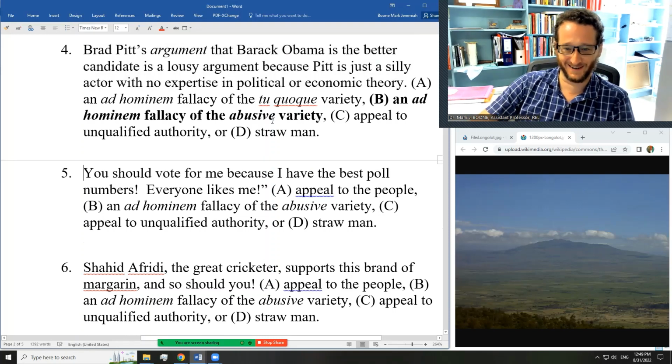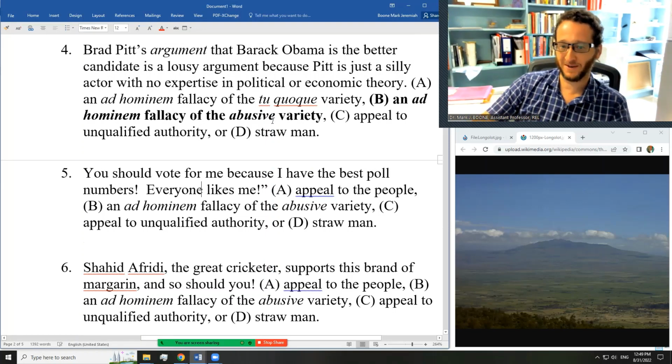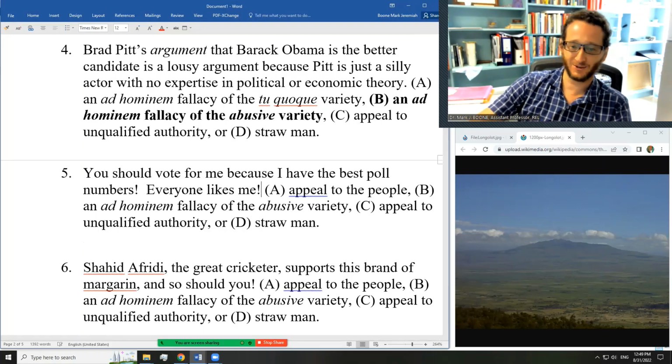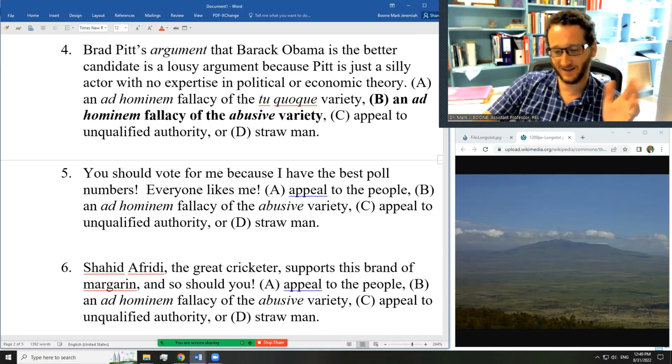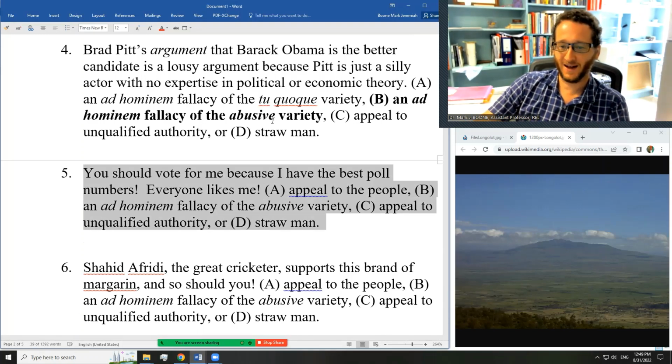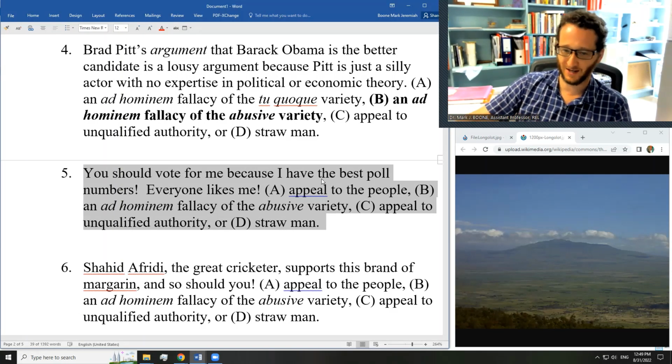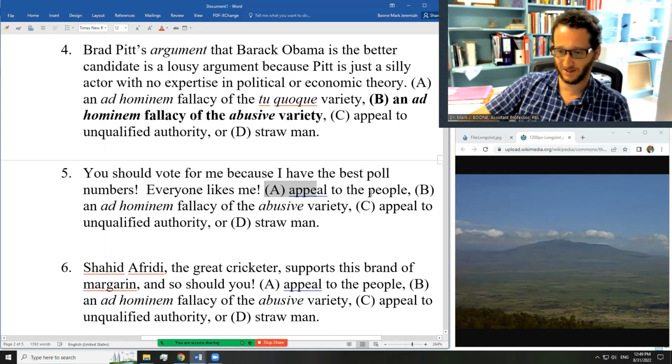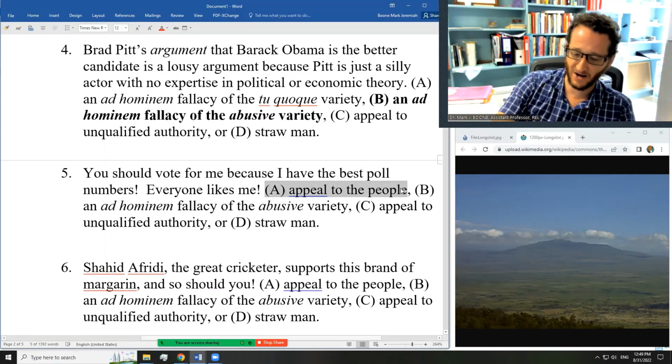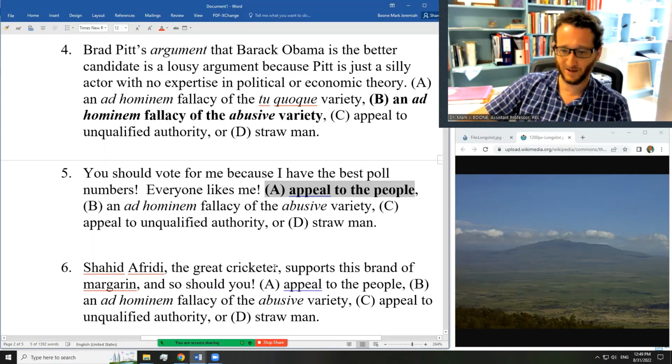When did I put this in? This feels Trumpy. He might have said this in the 2016 primary, but I can't guarantee that. Vote for me because I have the best poll numbers. Everyone likes me. This sure looks to me like an appeal to the people. Ad populum fallacy. I don't know if there's any other way to analyze an argument like that.